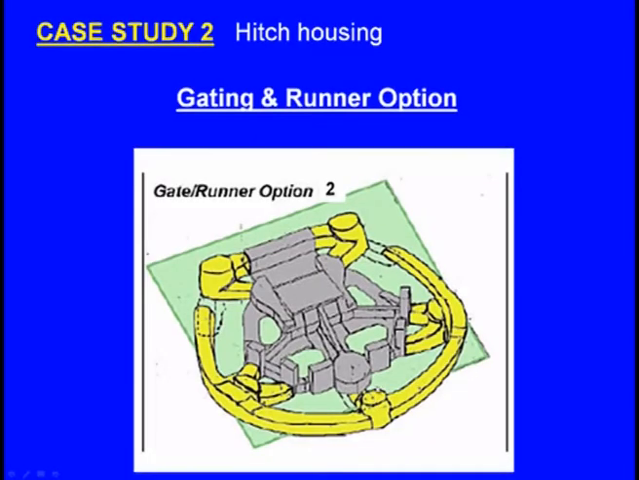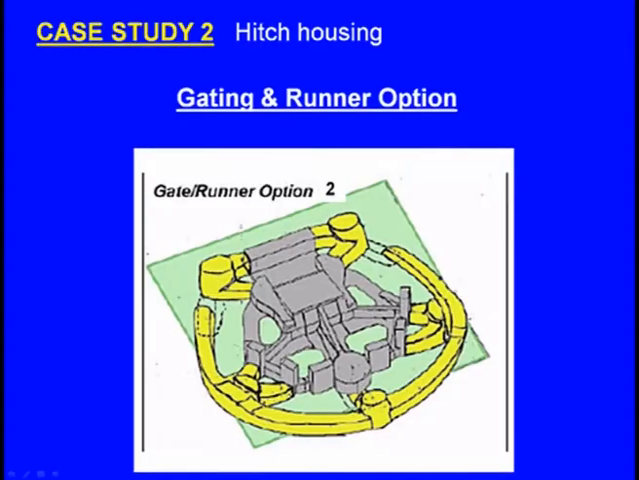Let us take another option. Here is the sprue, and the runner is surrounding the casting like this. Again, this side also it is surrounding the casting. Now, here is one ingate, and here is one ingate, and another, and another, and so on. Likewise, there are several ingates, and the runner is surrounding the casting.